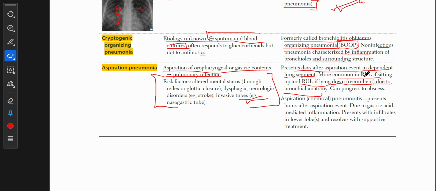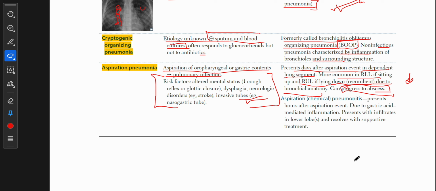RLL is right lower lobe, RUL is right upper lobe, and it can progress to abscess, because the aspirate can get infected, and an infected aspirate is called an abscess. So in an abscess there is pus formation, right? There are different types of pus too, and the color of the pus can be differentiated also.